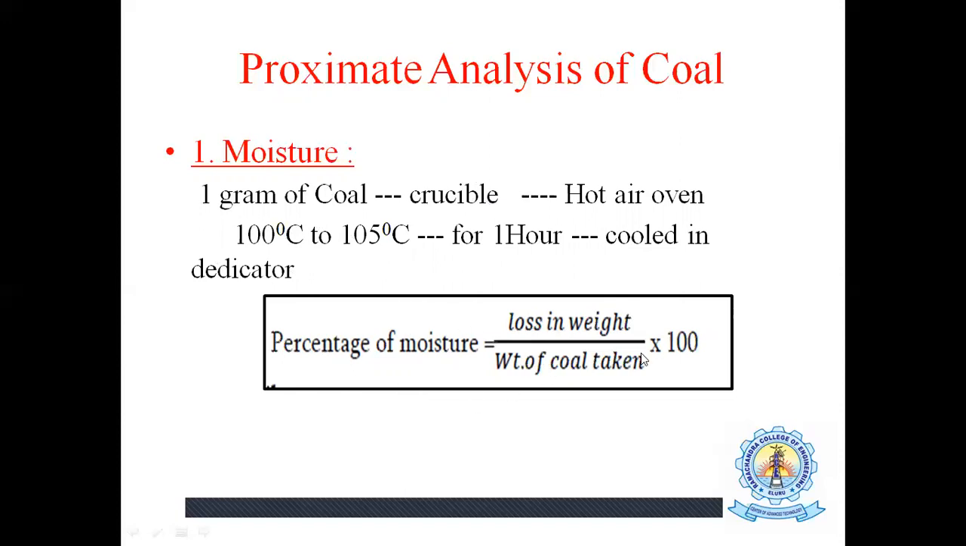We calculate the percentage of moisture by this formula: percentage of moisture is equal to loss of weight, which is the loss in weight after cooling in the desiccator and weighing the crucible, divided by the weight of the coal taken, that means 1 gram, into 100. So that gives the percentage of moisture.